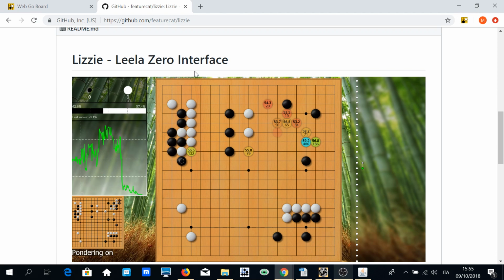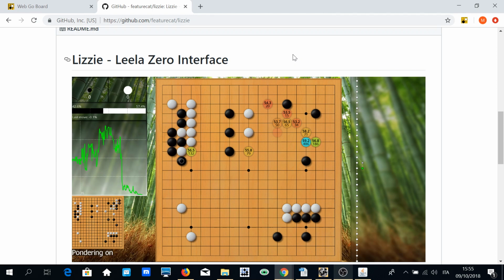The problem is that Lila Zero has other interfaces in which you can put it, but it's very, very hard to attach it to play on that board. Suppose you download Sabaki. Sabaki is a very nice board GUI for Go programs, but it's very hard to install it. You can't just download it and make 2 or 3 clicks. You have to know what you're doing.